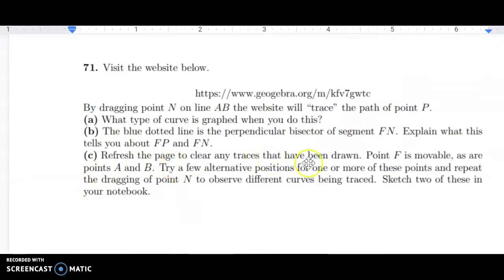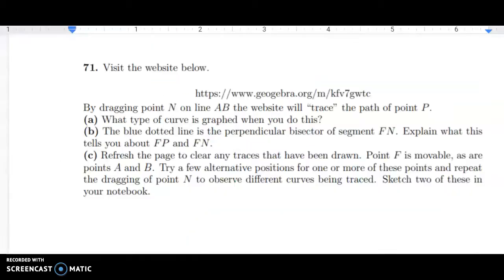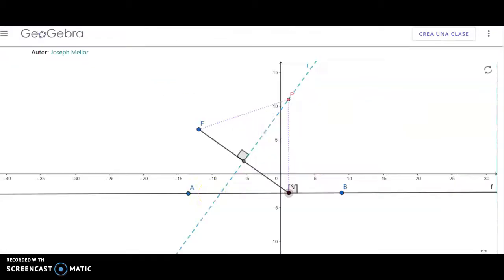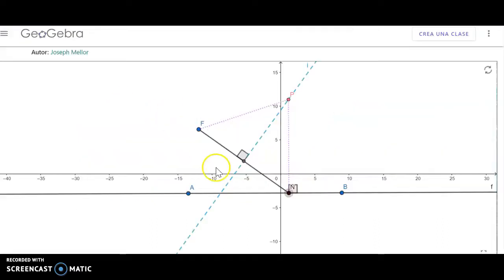The third question is telling us that F is movable. This F is movable, and so are points A and B. So try changing the position of one or more of these points and repeat the dragging of point N to observe different curves being traced. Sketch two of these in your notebook. We're not going to sketch it in our notebook because we have it here and you can see it.